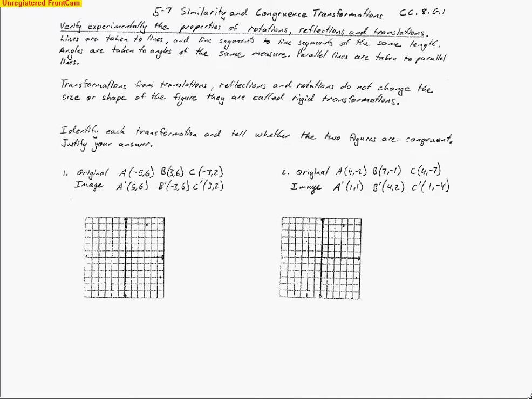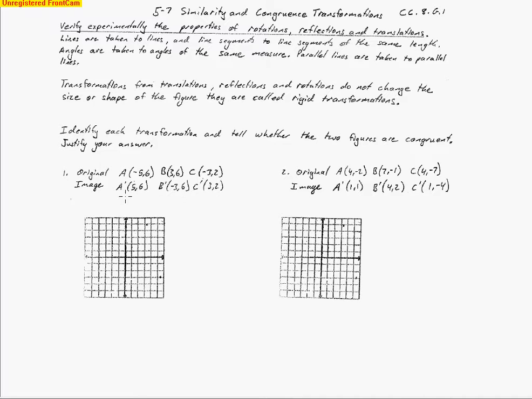This is the tutorial for Chapter 5, Section 7, in Similarity and Congruence transformations. What we're going to take a look at is we're going to be given an original figure, and they'll give us some ordered pairs, and an image.